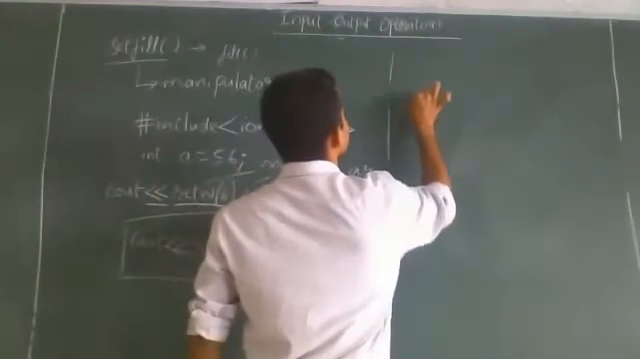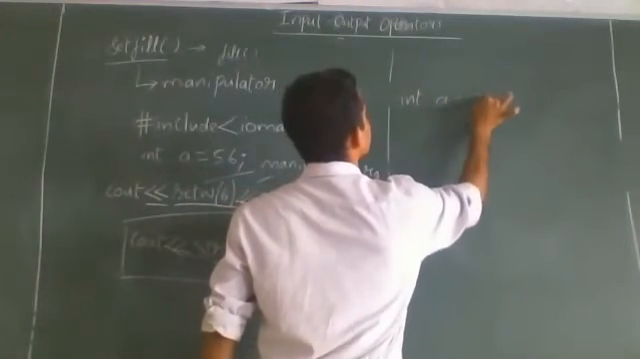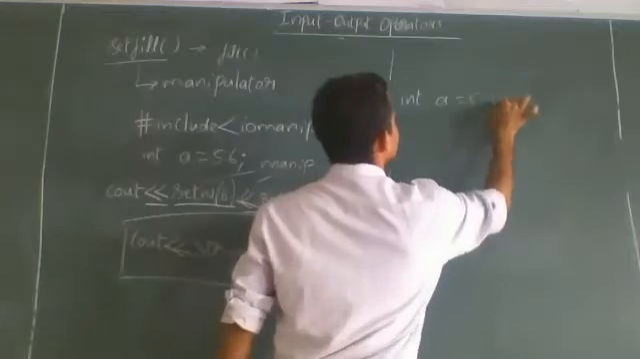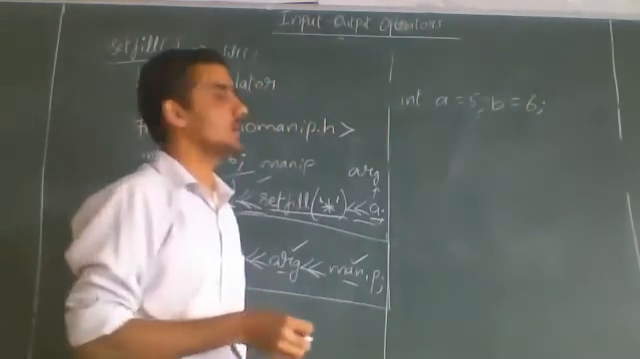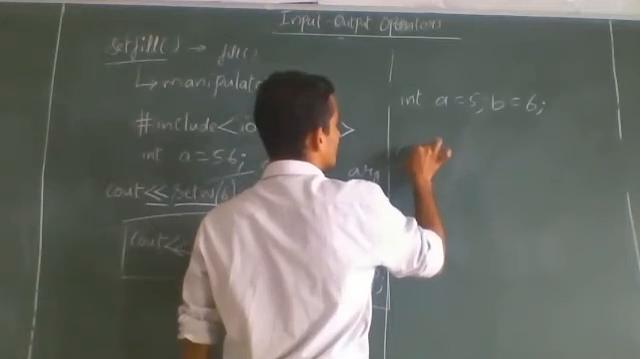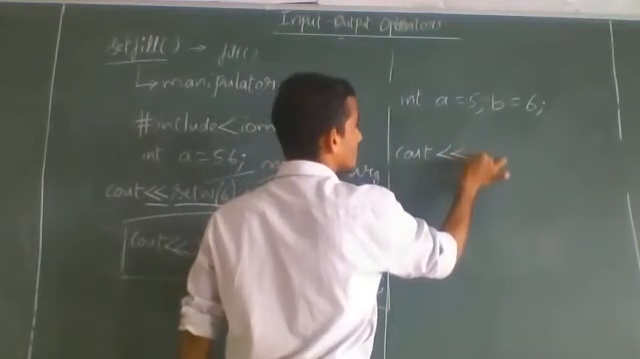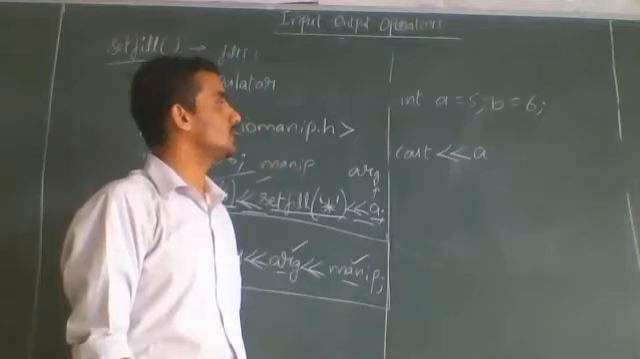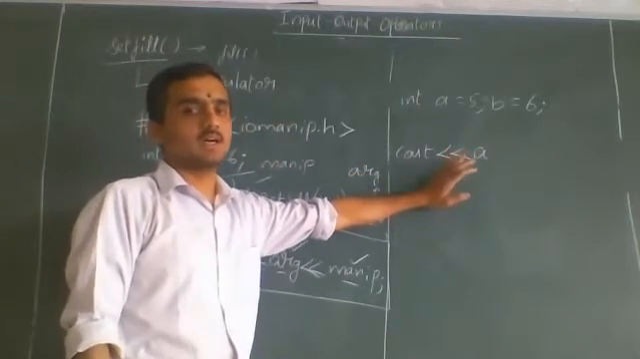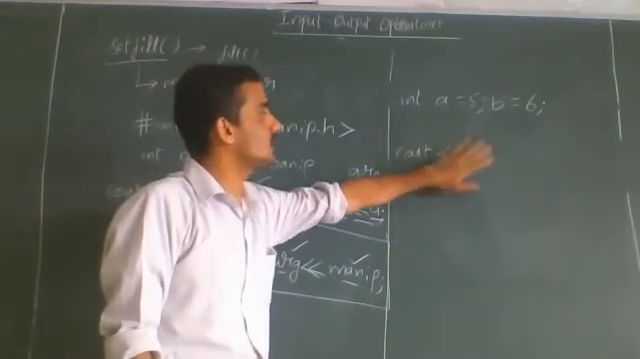See, if I take two values, say A is equal to 5, then B is equal to 6. Two variables. Now I want to display. So cout, insertion operator, A. A is an argument. How will you come to know it is an argument? I didn't put it in single quotes and it contains a value. If it contains a value, then it is an argument.